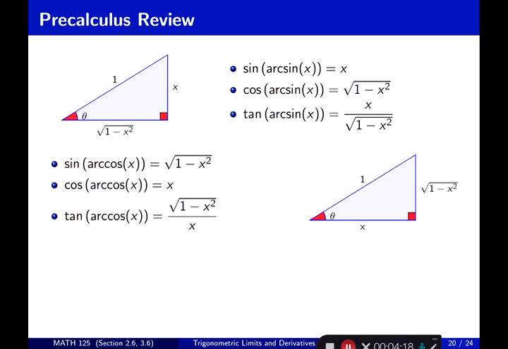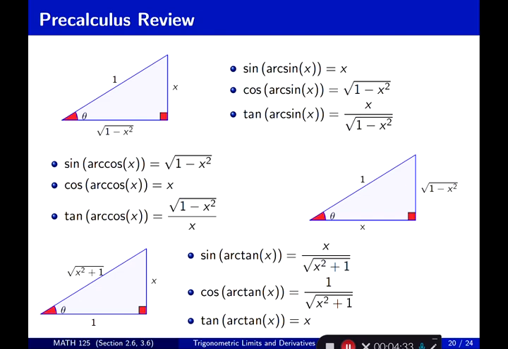Sine of arccosine x is the square root of 1 minus x squared. Cosine of arccosine x is x. Tangent of arccosine x is square root of 1 minus x squared over x. And sine of arctangent of x is x over square root of x squared plus 1. Cosine of arctangent of x is 1 over the square root of x squared plus 1. Tangent of arctangent of x is equal to x.